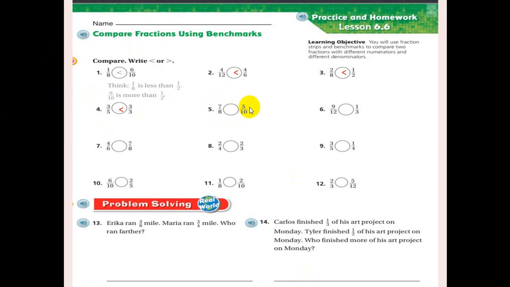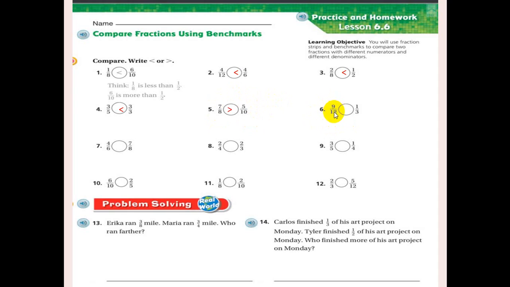7 over 8 or 5/10. 7/8 is after the midpoint of 8, or half the distance, and 5 over 10 is at the midpoint. Which is bigger? 7 over 8.